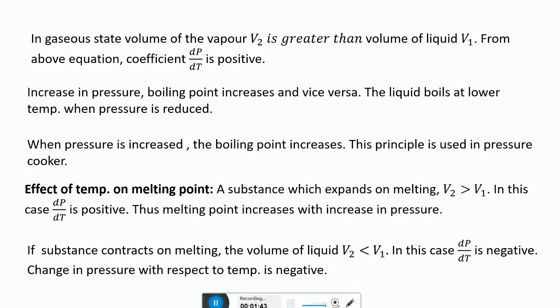In the second case, for a substance which contracts on melting, V2 is less than V1. Therefore, dP/dT is negative, meaning the change in pressure with respect to temperature is negative. Thus, the melting point decreases with increase in pressure. For example, ice contracts on melting.